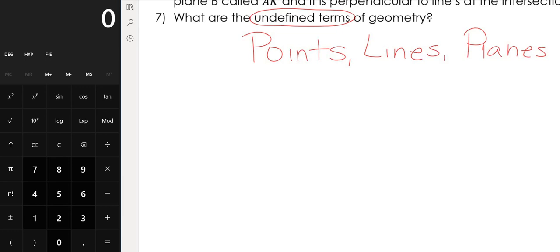Okay, let's keep it moving. Now, the next video is going to cover some of the coordinate geometry that you have to understand.